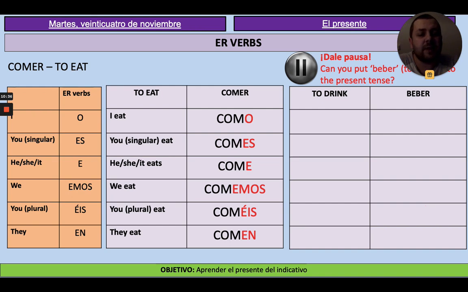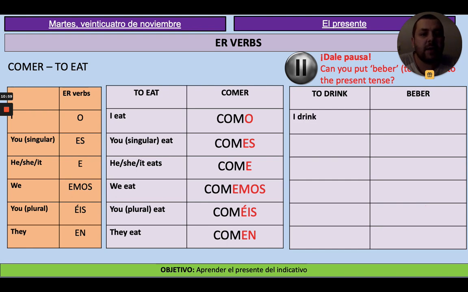Okay, so using comer as your example, can you now put beber into the present tense, which means to drink? So pause the video and put beber into the present tense. Okay, hopefully you've managed to use comer as your example, and you've removed the infinitive ending from beber, so you've removed the er, and then you've added the er present tense endings onto the end of it.